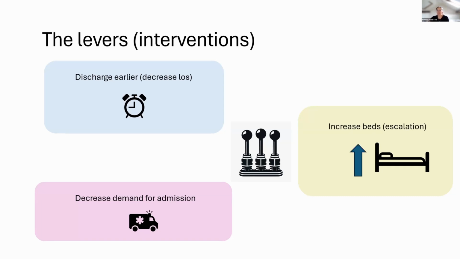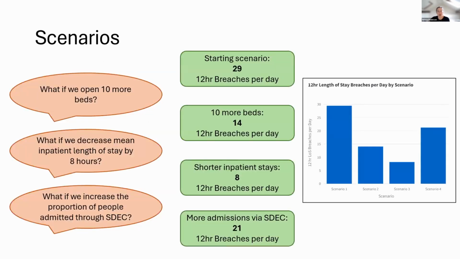But at the moment, aside from knowing that these three things are likely to help, we're unable to provide very good evidence to support particular management interventions. So having the model allows us to try out different scenarios to provide evidence for interventions. So here are some examples.